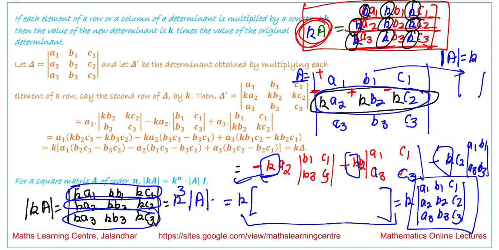So what we are saying is that for a square matrix A of order n, the determinant of KA is equal to K raised to the power n times the determinant of A, where n is the order of the matrix, because when we write K into A, every element of this matrix is multiplied with K. That is why K raised to the power 3 is common over here.